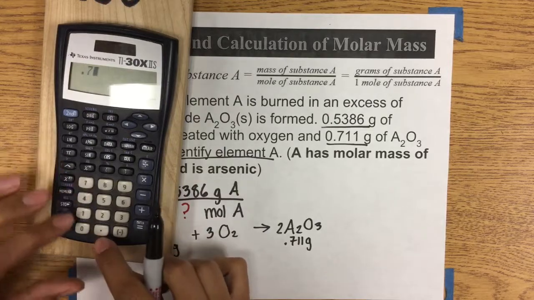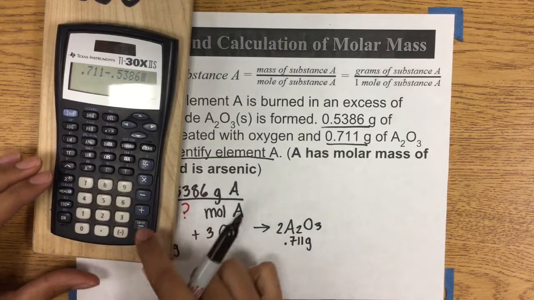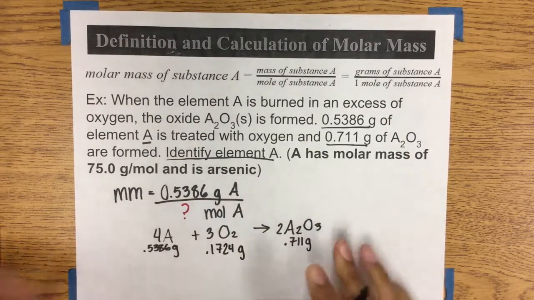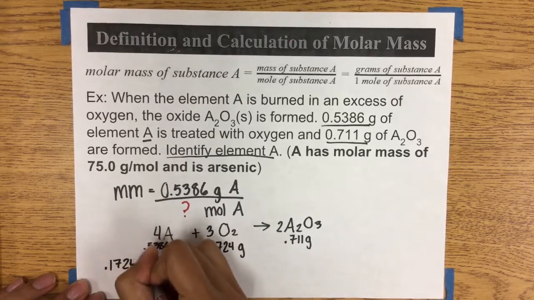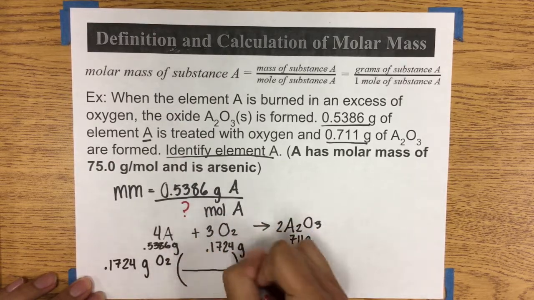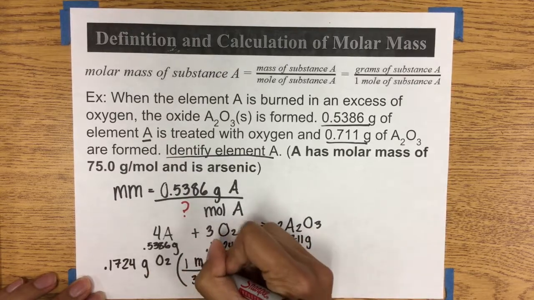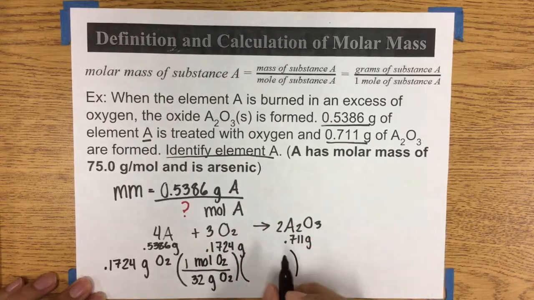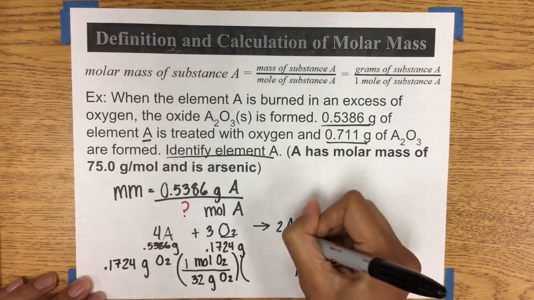So we take 0.711 and subtract 0.5386, and we get 0.1724 grams of O2. Now we can do our dimensional analysis. We'll have 0.1724 grams of O2, and we need to convert this to moles of O2. So in 1 mole of O2, there's 32 grams. Now we need to do our mole ratio from O2 to O, because we will be using A2O3 to find the moles of A.